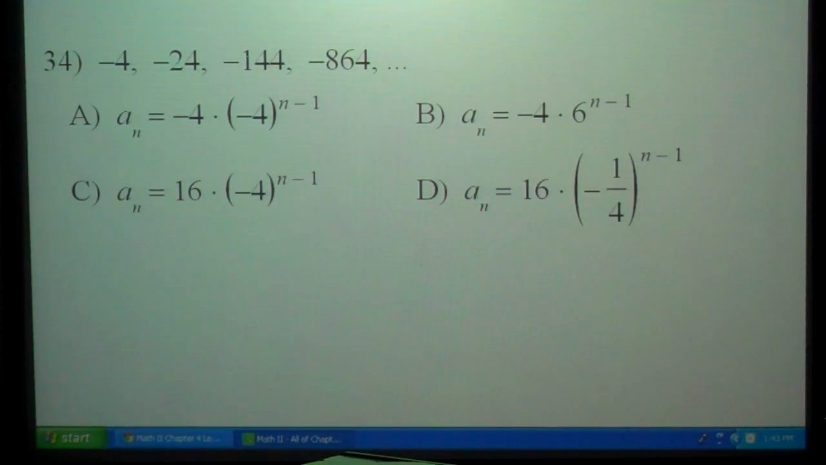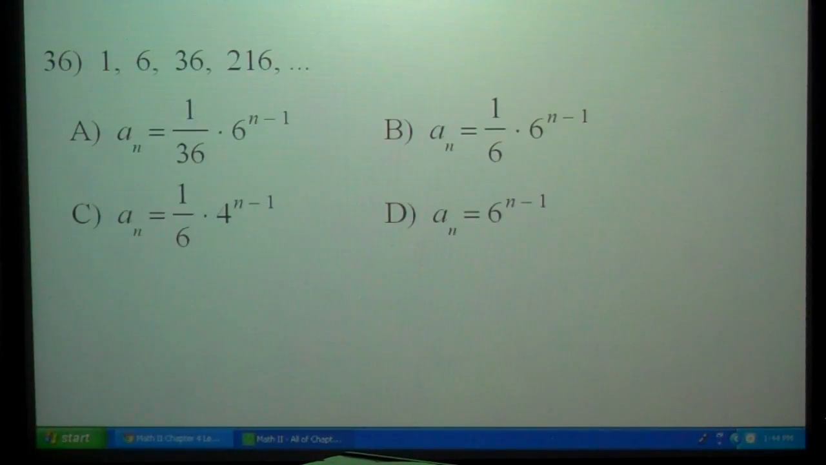Alright, moving right along. Here's 34. Find the formula. Negative 4, negative 24, negative 144, negative 864. First thing you ask yourself is A sub 1 is negative 4. So it's got to be either A or B. Then you got to figure out what R is. Is R negative 4 or is R 6? Pause. Your answer is B.